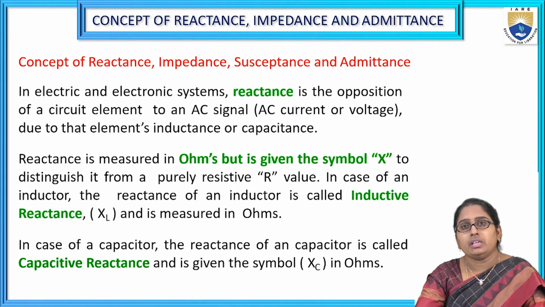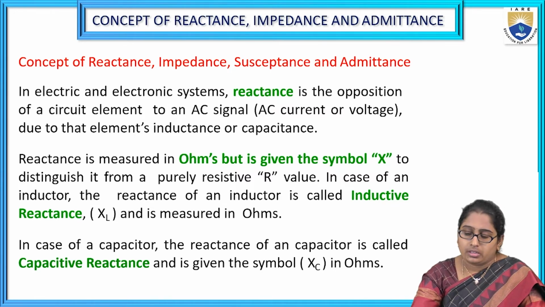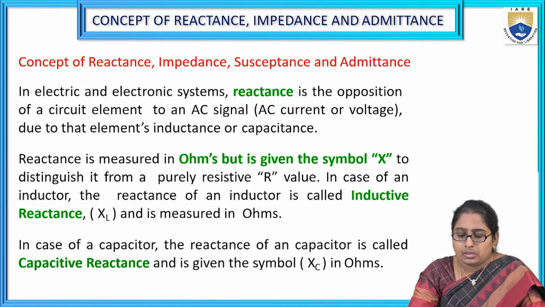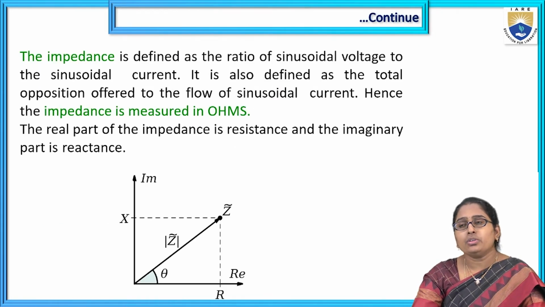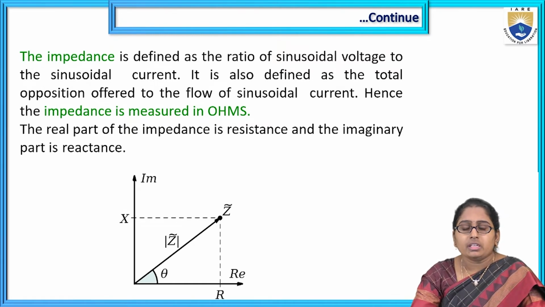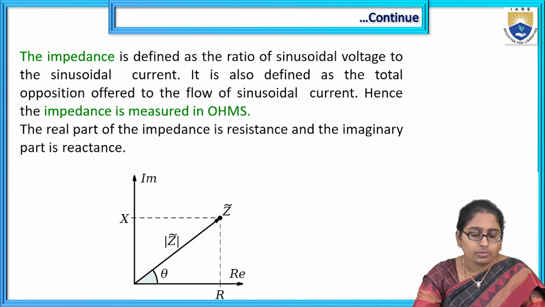Now we know what a reactance is. It is the opposition of a circuit element to the AC signal due to the element's inductance or capacitance. After knowing reactance, what is an impedance? We next come to impedance.